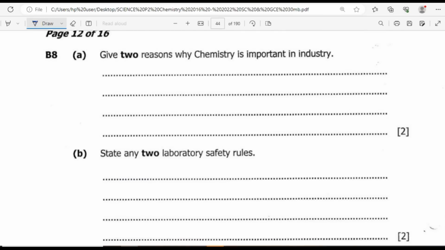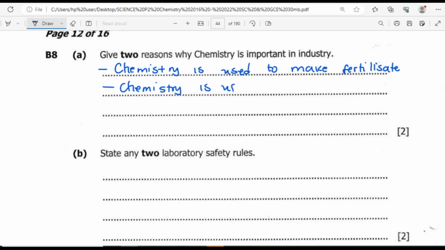Then we have question 8, which is also grade 10. Give 2 reasons why chemistry is important in industry. So the first reason, we can just say chemistry is used to make fertilizers. Then chemistry is used to make cosmetics. Chemistry is used for water purification. If you look at fractional distillation, where we have petrol, diesel, that is chemistry. So chemistry plays important roles in human lives.